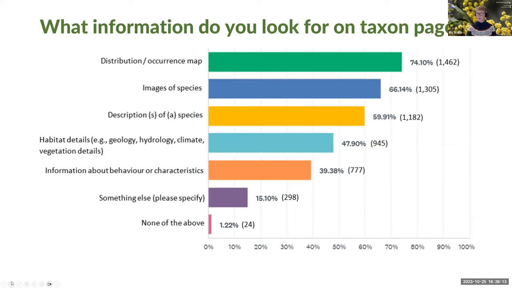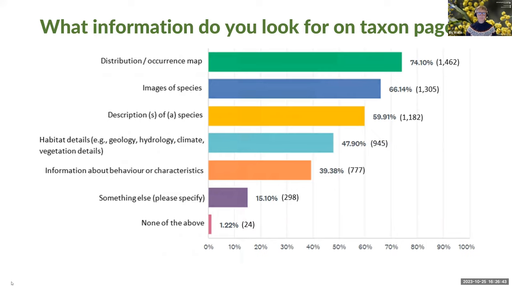Descriptions as well. Lots of people are looking for descriptions. And then we're getting down to fewer than half, but still quite a few people are looking for things like habitat details. Now, we know in the Atlas, that information is quite poor. We don't have all that much information on those broader ecological and habitat and behavioural parameters. So that's, again, an area that we will work on in the future.